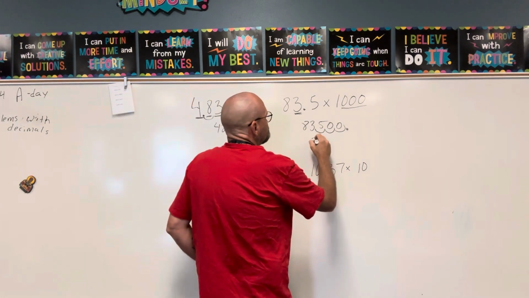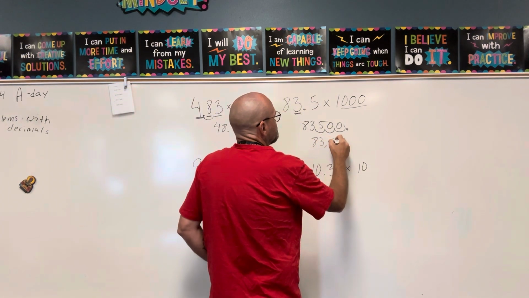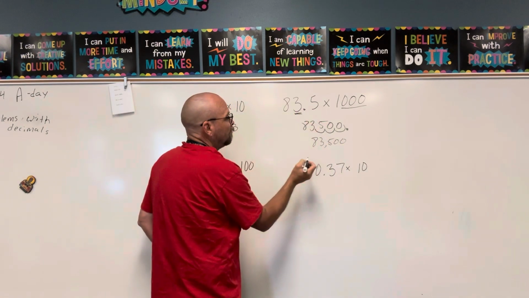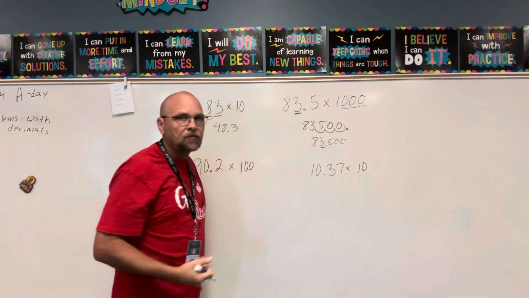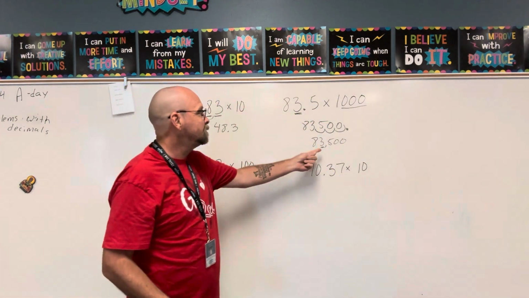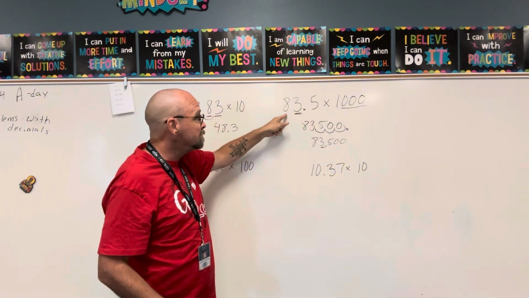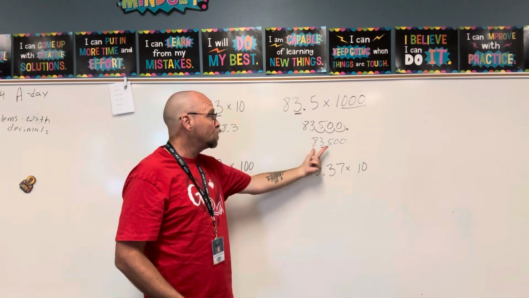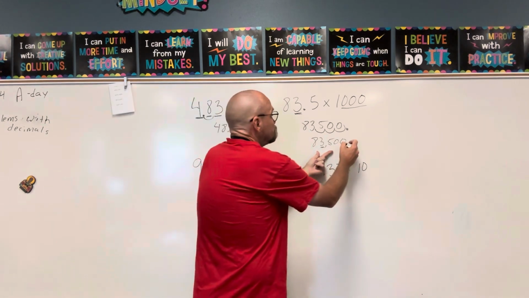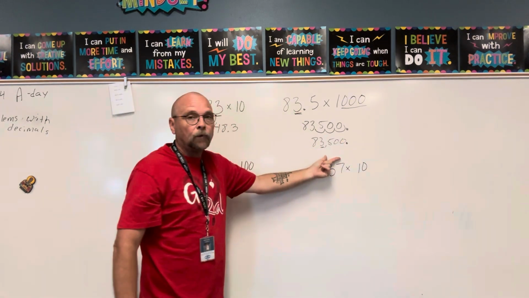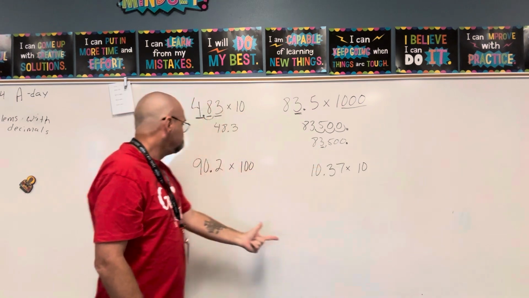So what I end up with is 83,500. My 3 went from the ones place to the thousands place. So it is 1,000 times greater than where it was. Each of these numbers is 1,000 times greater than where they are. So my decimal point, if it's not written, it's always behind the ones place.